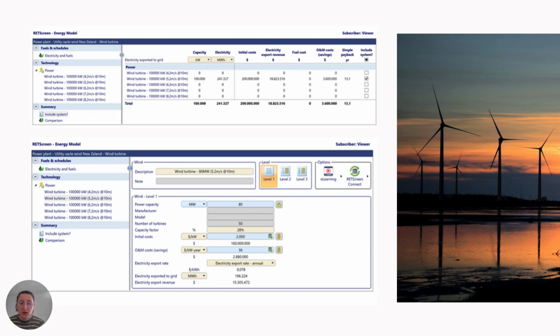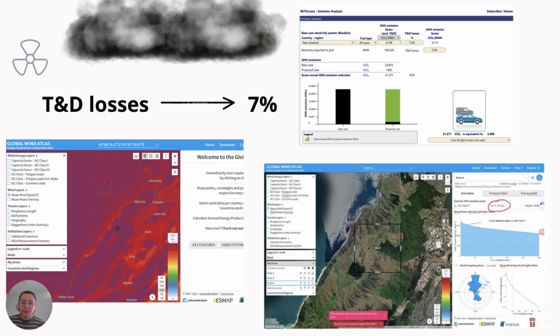In addition, we can see the emissions of our plant, by looking at the gross annual GHG emission reduction of 93% with losses of 7%.